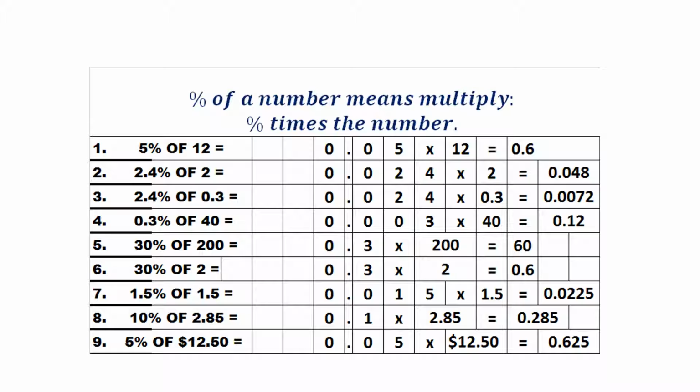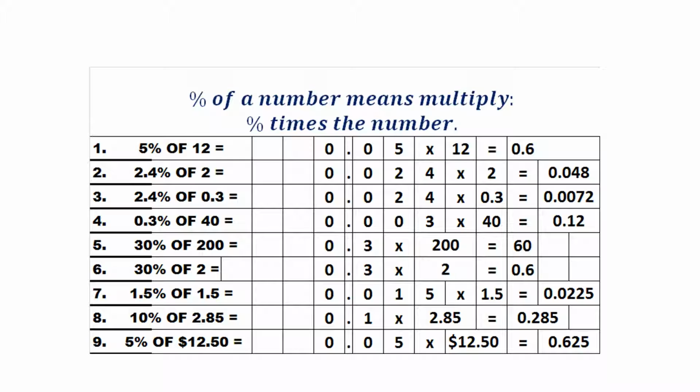You might look, I've moved the decimal 2 places to the left. So you'll see 0.05, 0.024, 0.003 for 0.3%. 30%, move it 2 places over, just 0.3. Don't need to write the 0. 1.5%, 0.015. 10%, move it 2 places, 0.1. You don't need to write the 0.